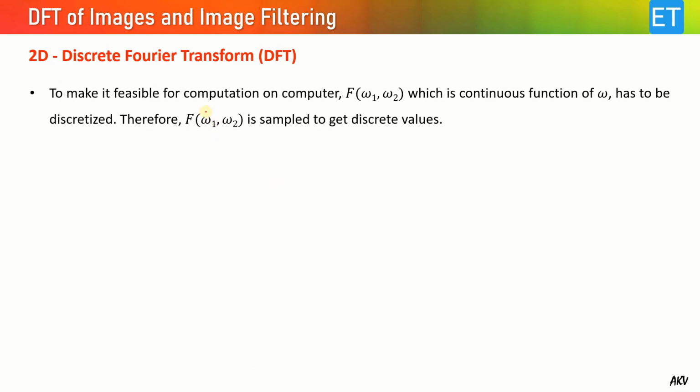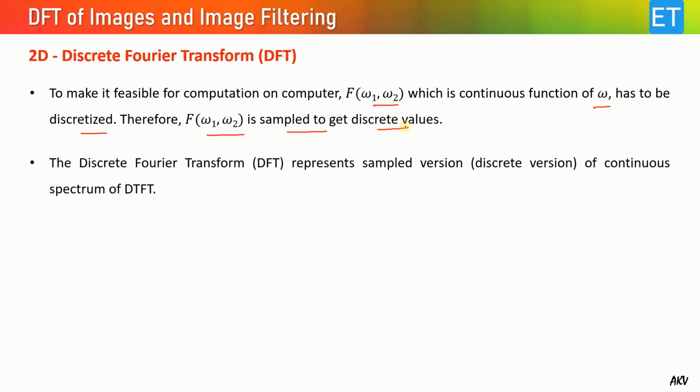So to make it feasible for a computation on the computer, the F(ω1, ω2), which is a continuous function of omega, has to be discretized. Therefore, this continuous function is sampled to get the discrete values. Yes, this is the basics of the DFT. The discrete Fourier transform represents the sampled version, the discrete version of this continuous spectrum of the DTFT. So that is the relationship between the DTFT and the DFT.